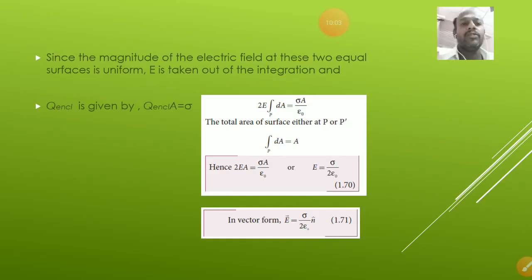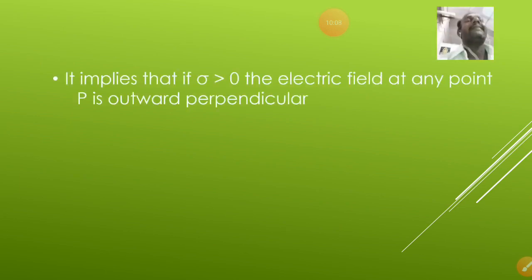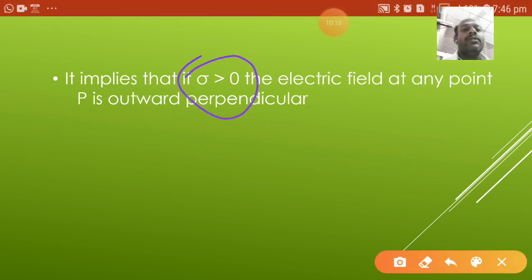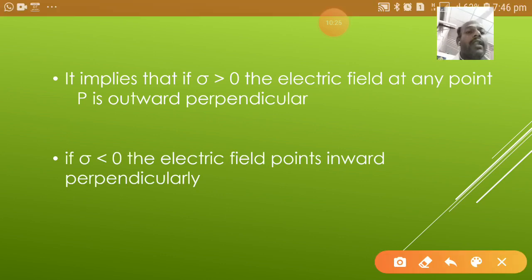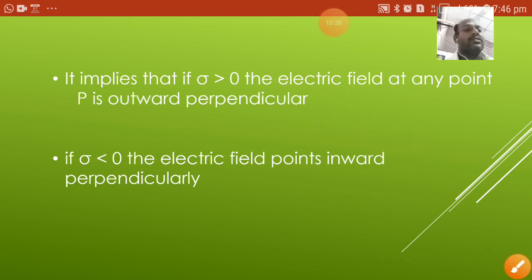From this we will come to know one thing. From the sign of sigma, we can tell how the electric field will be directed at the point P. When sigma is greater than 0, the field at P is radially outward. When sigma is less than 0, the electric field at the point P points inward. So what is its meaning? When sigma is greater than 0, it is a positive charge; when sigma is less than 0, it is a negative charge. That is its meaning.